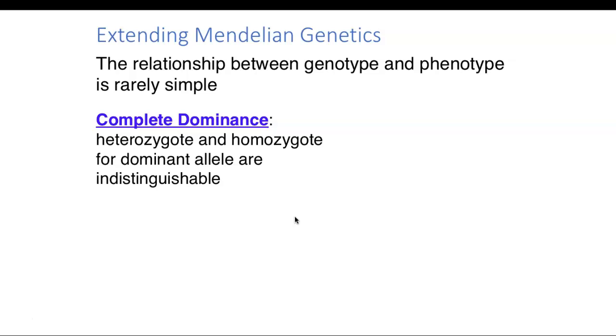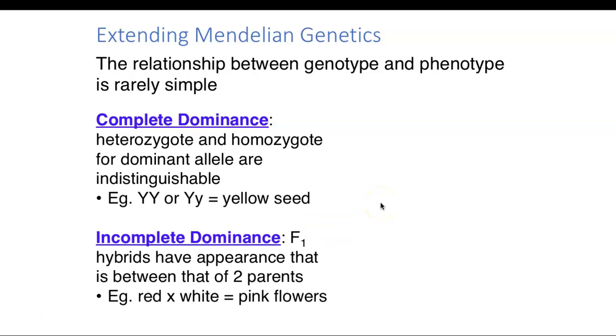Complete dominance is the example of the purple flower, white flower, the purple flower being completely dominant, meaning if there's just one dominant allele, it will have a complete dominant phenotype. So it's not just going to be a light purple, it's going to be a dark purple, whether or not it's homozygous dominant or heterozygous. Okay, I'm looking at the handout that I gave you, making sure I don't skip over anything.